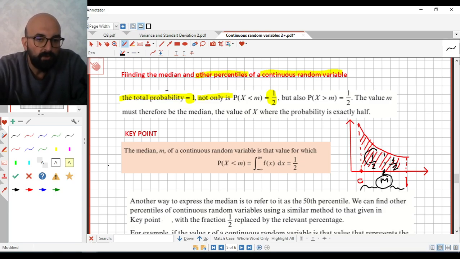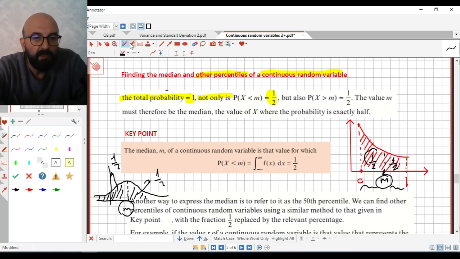But if your curve, for example, goes from the beginning to infinity, then for this probability function, this area should be 1 over 2, and this area should be 1 over 2, and then we can say the m value is the median.